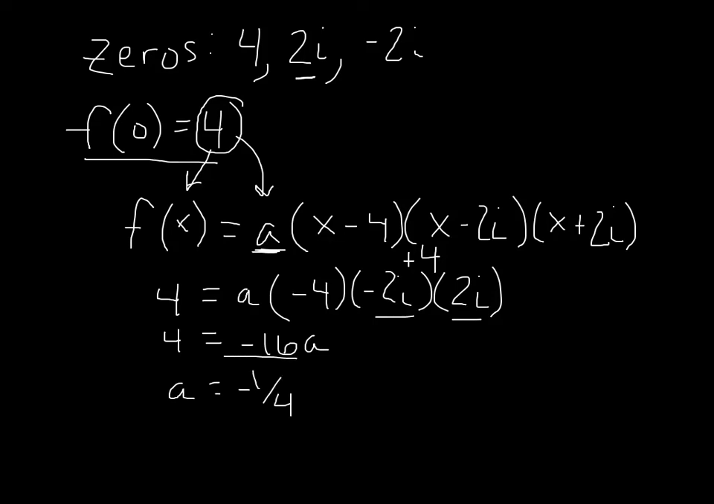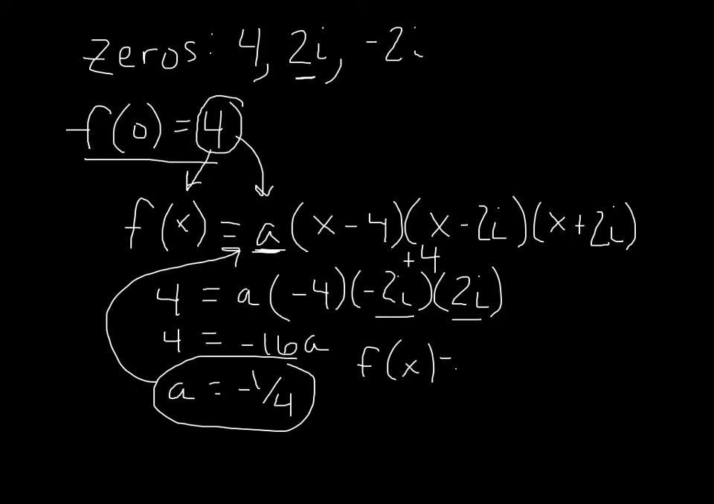To finalize your polynomial, you take this a and you plug it in. When you plug it in, I would have f of x equals negative 1/4 times (x minus 4), (x minus 2i), and then (x plus 2i). Sorry to squeeze it in there, but I want to keep it to one slide.